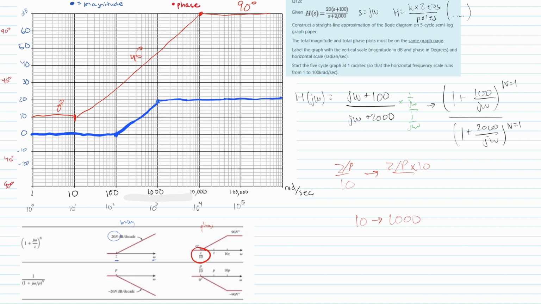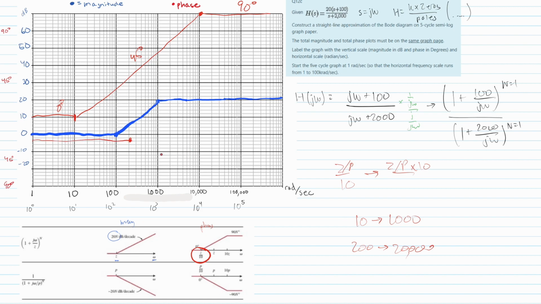Now we're going to do the same thing for the bottom one, but for the bottom one we have 2,000. So we're going to be going from 200 to 20,000. Right? So let's draw this out. We're going from 0 to 200. It's going to end up about like right here. So it's going to look something like this.